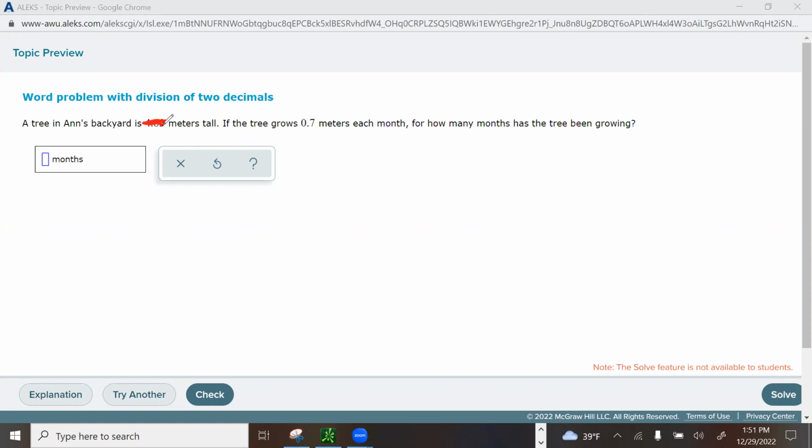Change their numbers to something a little easier. What if I said maybe it's 10 meters tall and it grows 2 meters? No decimals, no fractions, just nice, easy stuff. So a tree is 10 meters tall. It grows 2 meters each month. How many months has the tree been growing? You might say, oh, it's been growing 5 months. And you would be right based on the new numbers.